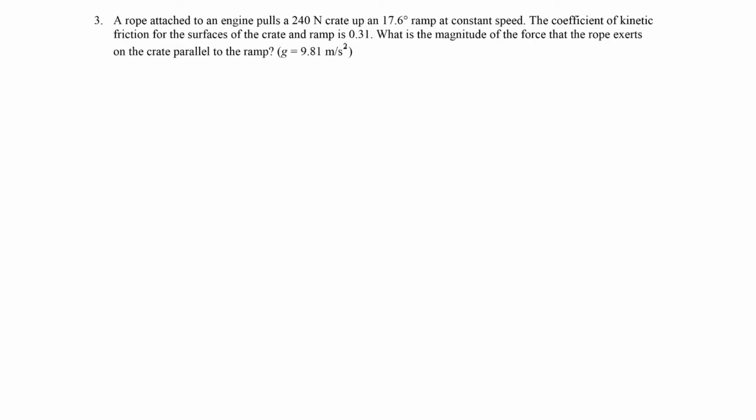Number 3. A rope attached to an engine pulls a 240 Newton crate up a 17.6 degree ramp at constant speed. The coefficient of friction is 0.31. What is the magnitude of the force that the rope exerts on the crate parallel to the ramp?